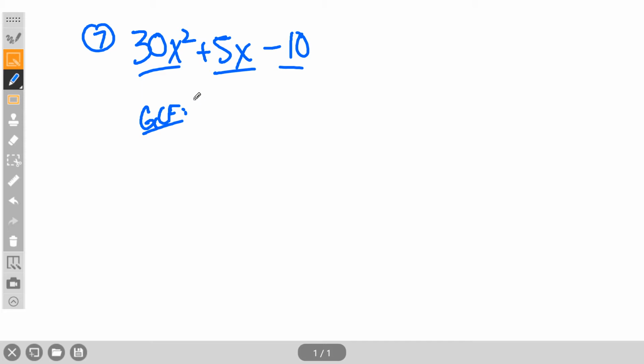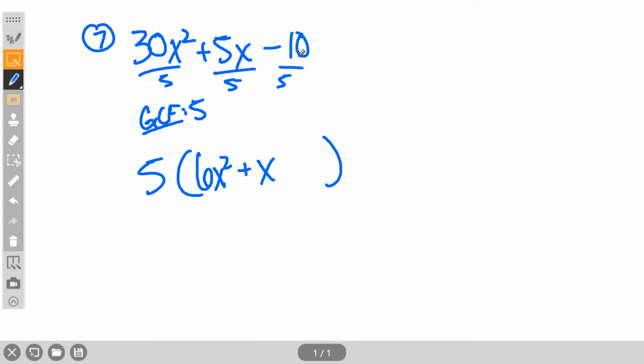We had number 7, which was 30x squared plus 5x minus 10. And we said that these three have a GCF in common because 5 can factor out of all of them. So I'm going to take the 5 out of them. Taking the 5 out of here leaves 6x squared. Taking the 5 out of here leaves 1x. And taking the 5 out of here leaves negative 2.